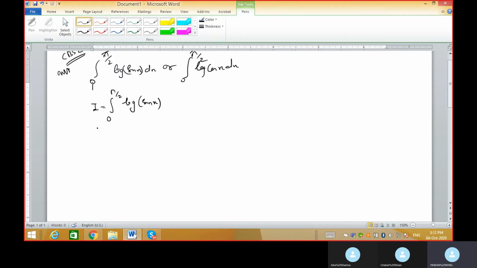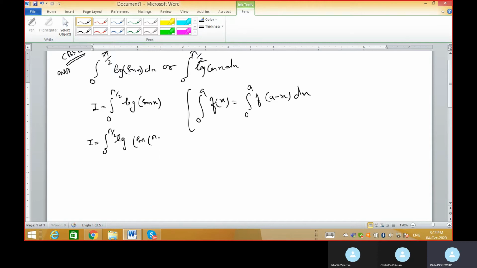Now you have to apply the property that the integral from 0 to a of f of x is equal to the integral from 0 to a of f of a minus x. So apply this property over here. You will get the integral from 0 to pi by 2 of log of sin of pi by 2 minus x. Say it is number 1. Now this will reduce to the integral from 0 to pi by 2 of log of cos x. Now this is number 2.